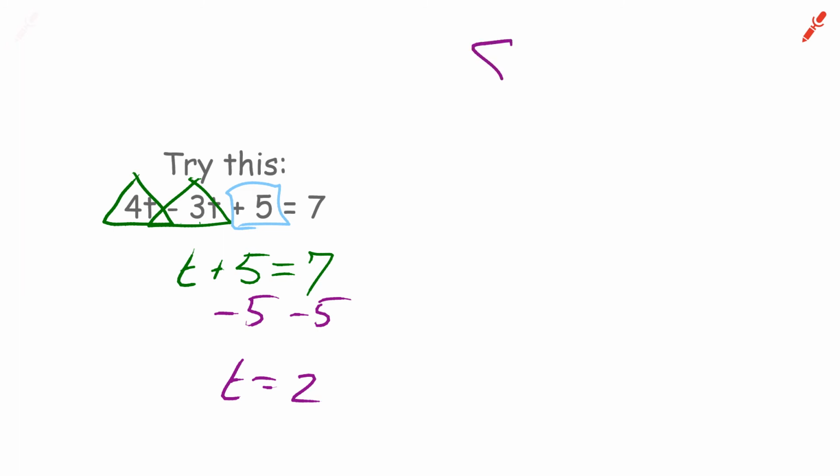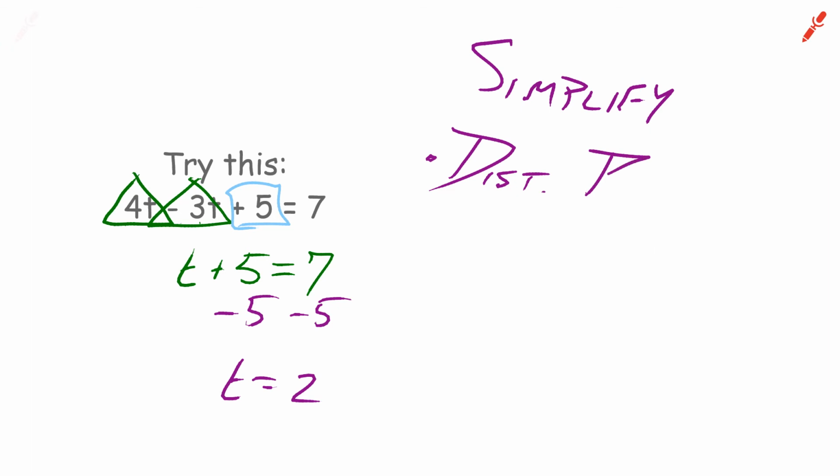Guys, on this one, we went back to that simplify method. Only this time, instead of the distributive property, we talked about combining like terms. Okay? So let's go ahead and move on to the next problem now.